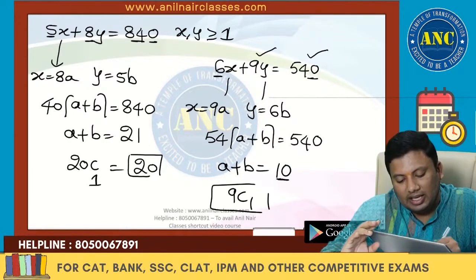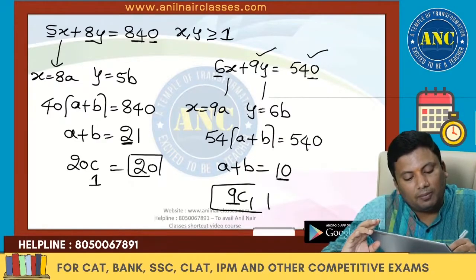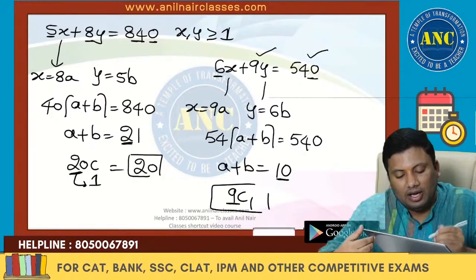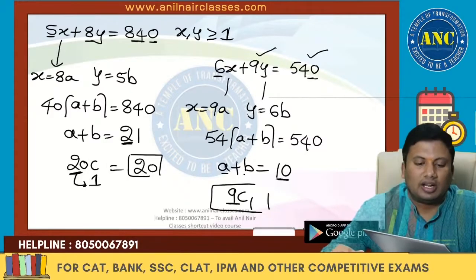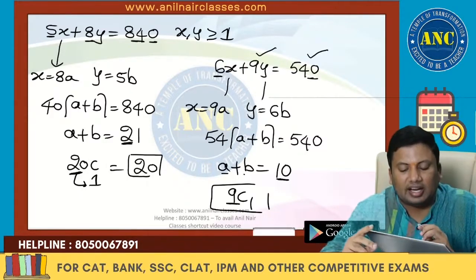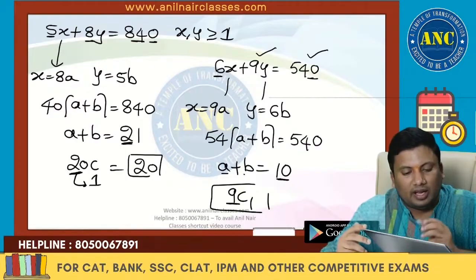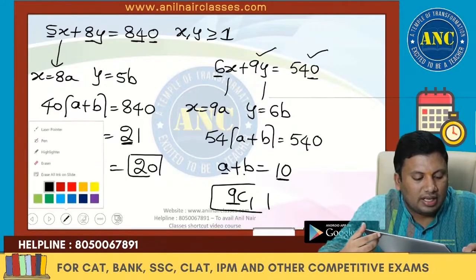10 balls are there, there are 9 gaps. 21 balls are there, there are 20 gaps. 2 variables, select one cut. I hope the idea is clear. Now see here.